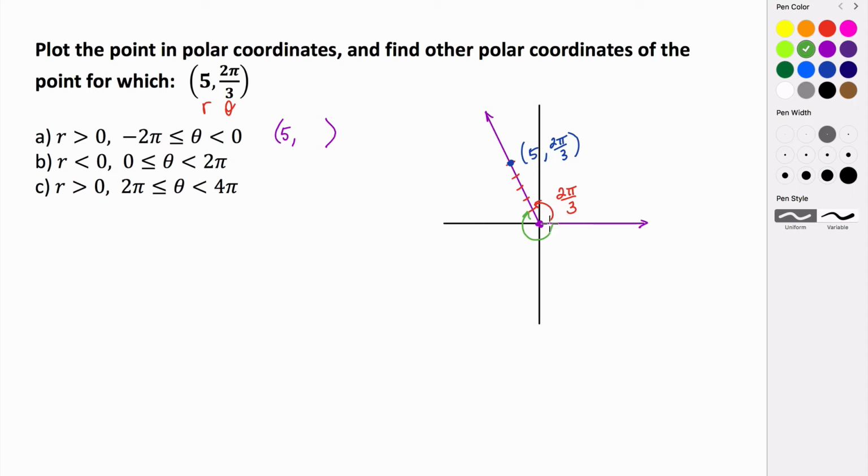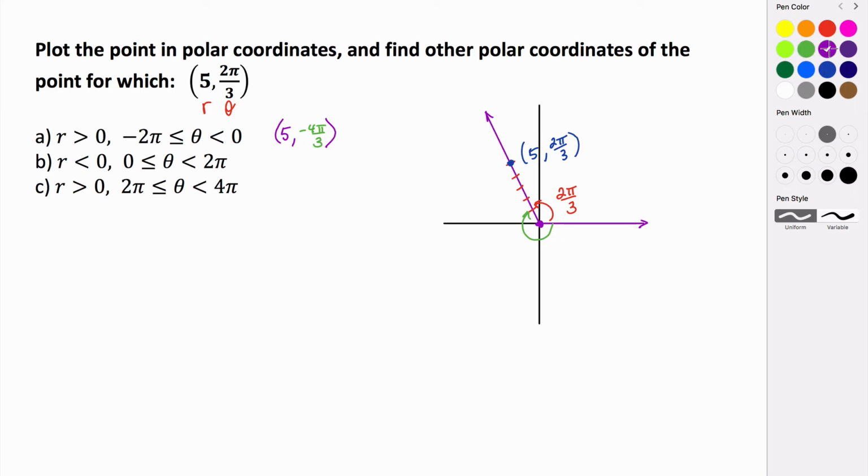Now we know that if I add 2π/3 to the absolute value of this negative angle, it should make a full circle. So what angle would complete a full rotation? Well, that's going to be 4π/3. But then we're going in the negative direction, so this is negative 4π/3. So this is our first value that has the same position, but a different looking point. So it's (5, -4π/3).